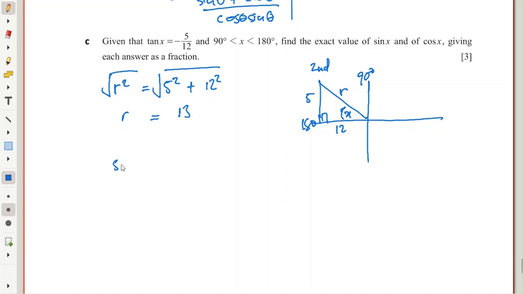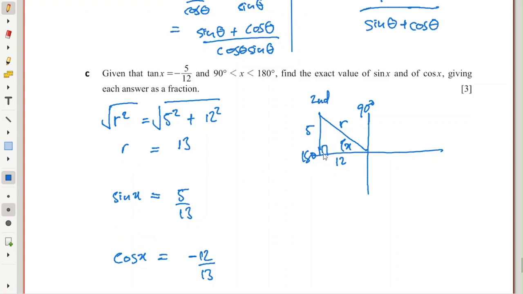So if I want to find the value of sine x, it is going to be 5 over r. R is what? 13. Mind you, sine is positive in the second quadrant. It has a positive value. What about cos? Cos will be x over r, but the value here is negative. Cos has a negative value in the second quadrant.